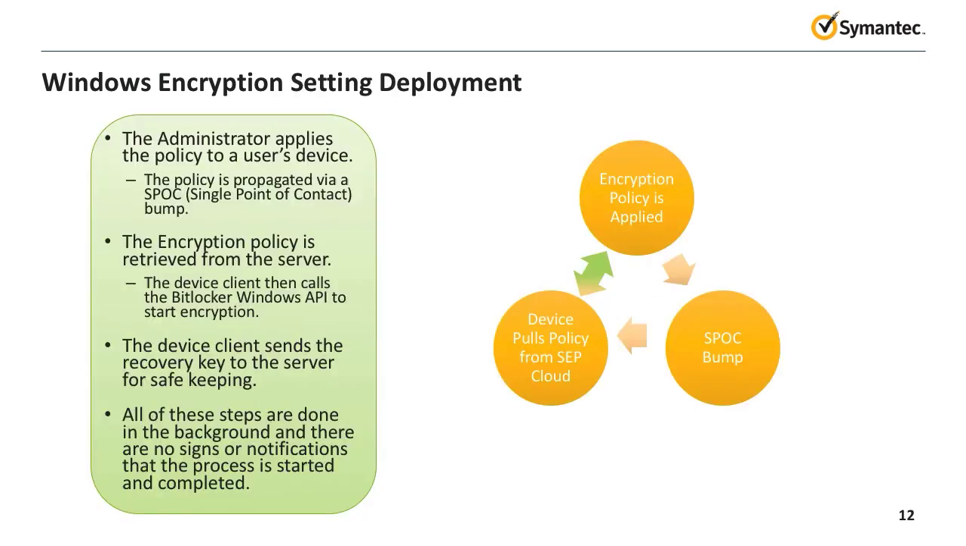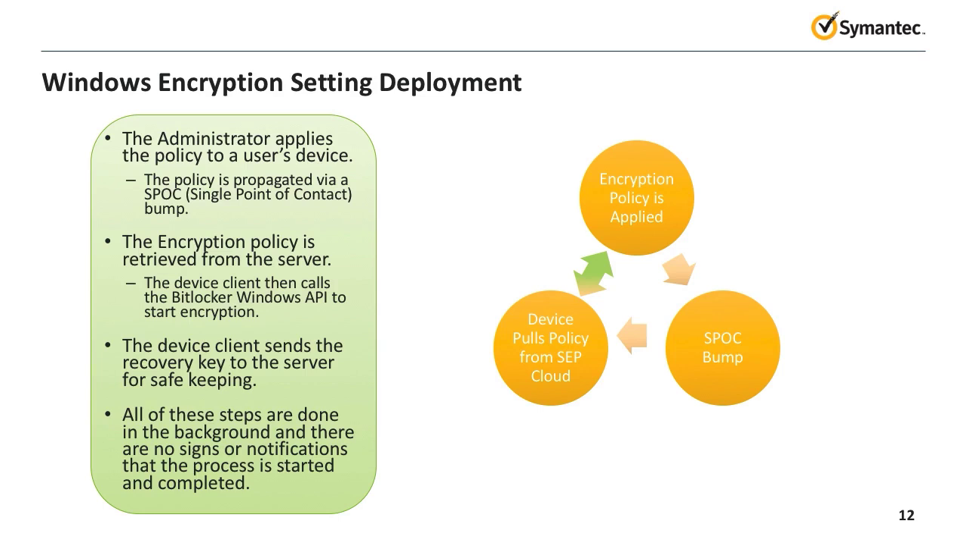The following is an overview of the process for Windows encryption deployment. Once the administrator applies an encryption policy to a user's device, the policy is propagated via a SPOC, or Single Point of Contact, bump, which is a notification mechanism for the device client. The encryption policy is then retrieved from the server, and the device client calls the BitLocker Windows API to start encryption. The device client then sends the recovery key to the server for safekeeping.